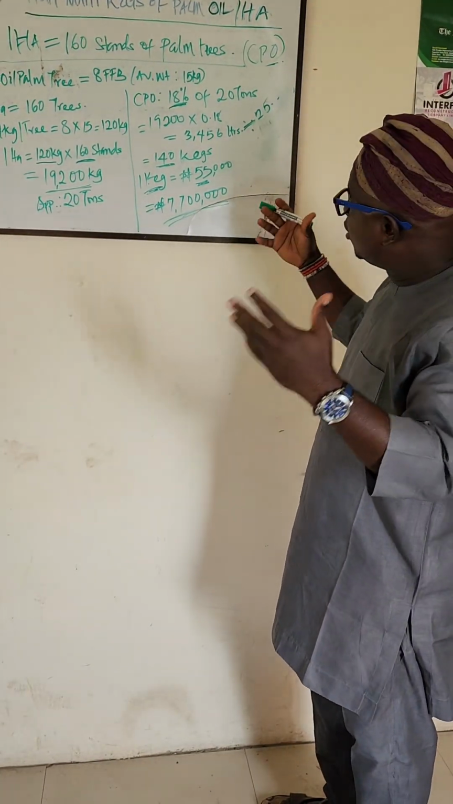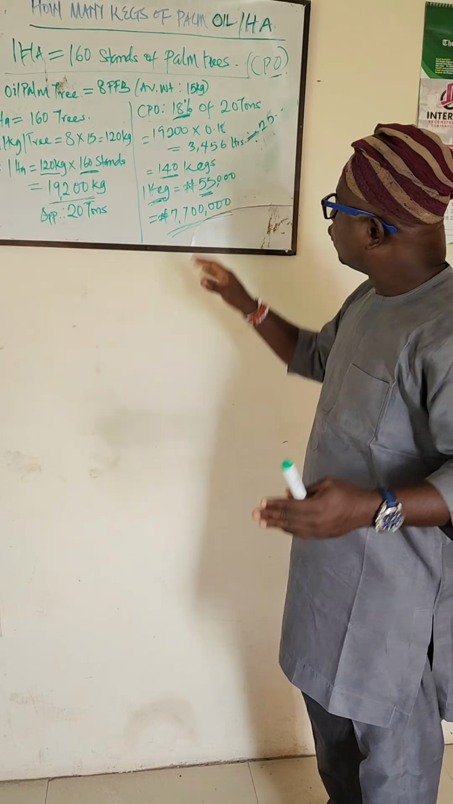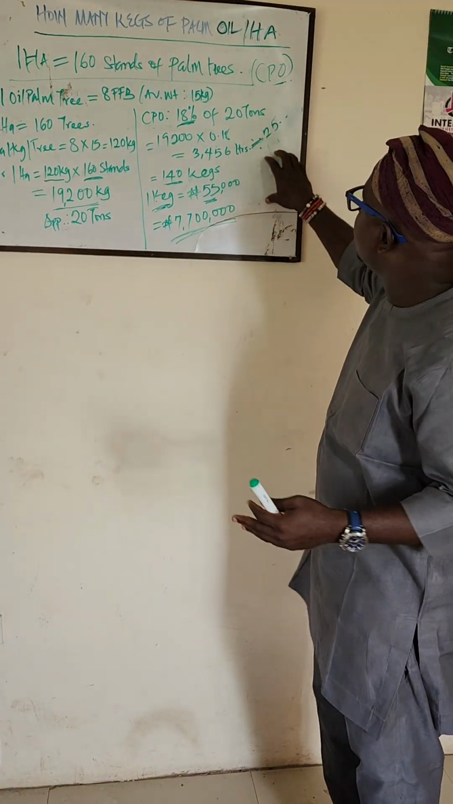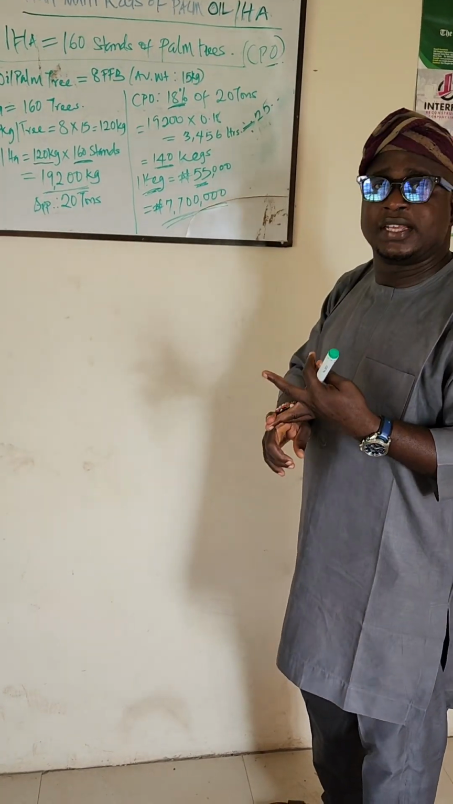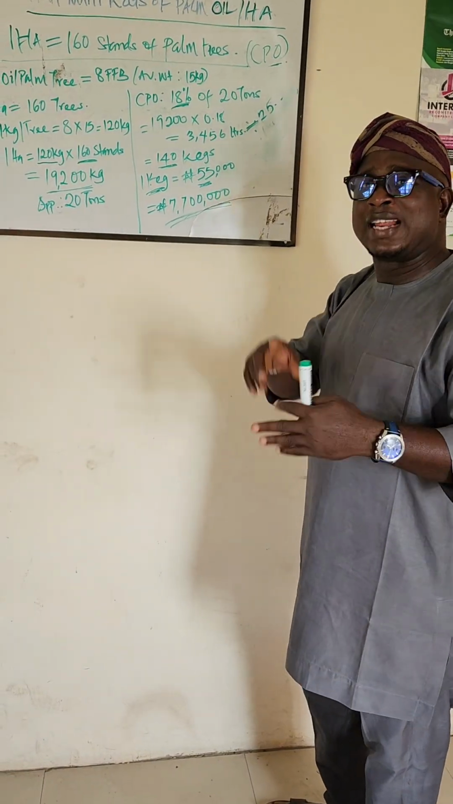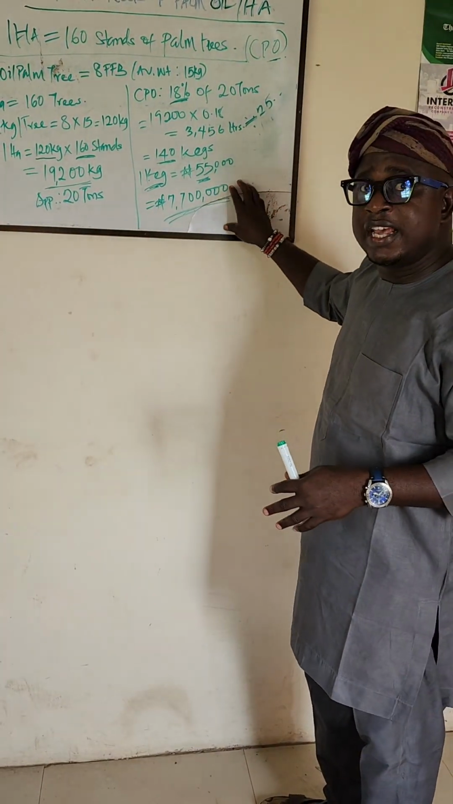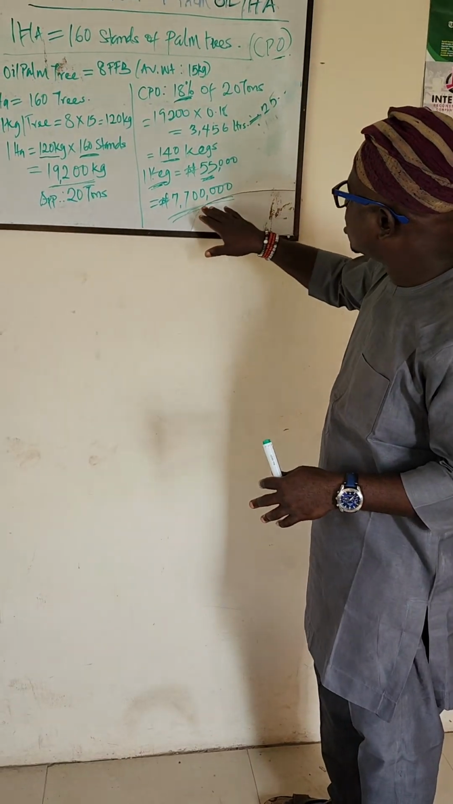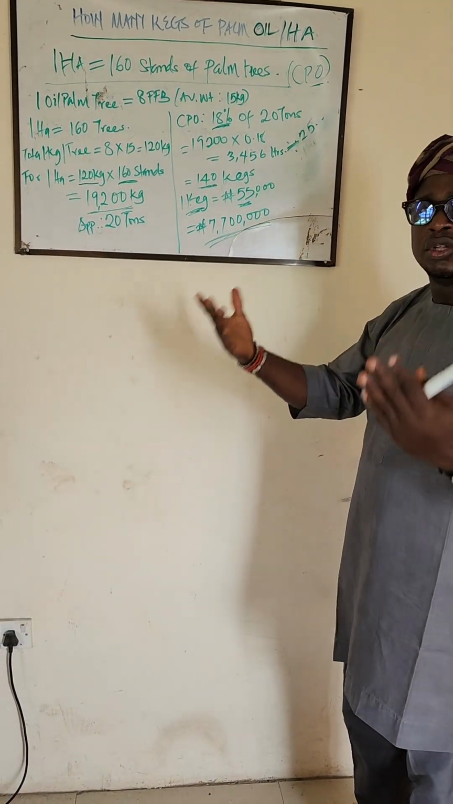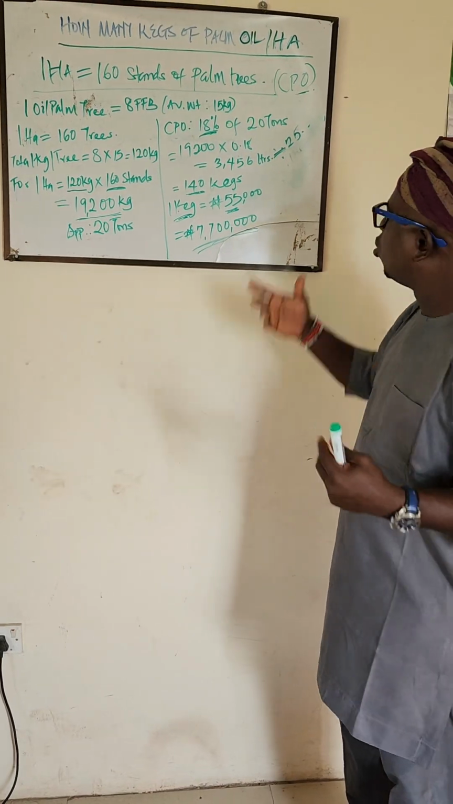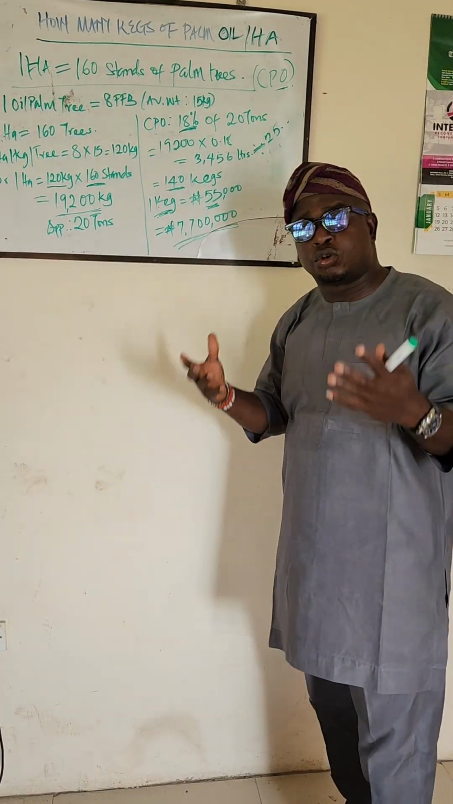We have just done this calculation. This is the minimum. Of course, you still have many other derivatives from this production: from here you get your palm kernel shell, your PKC, and also your PKO. But for palm oil alone, yearly you can get 7.7 million naira at this rate, and of course things are going up on a yearly basis. So the oil palm business is a very good business that you need to consider and invest in.